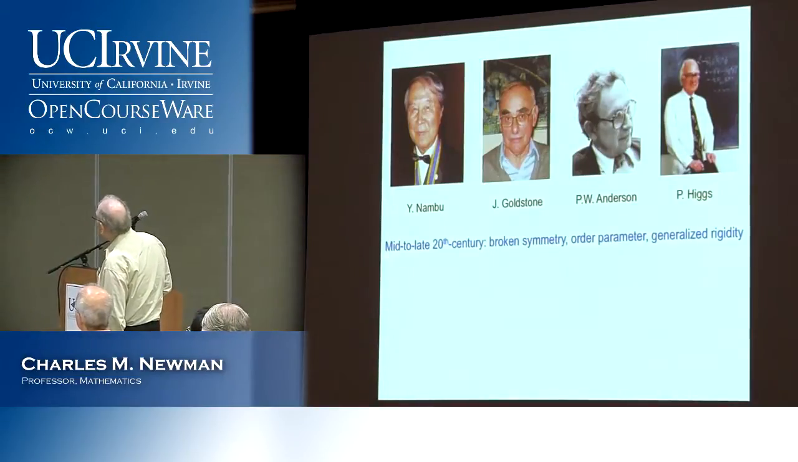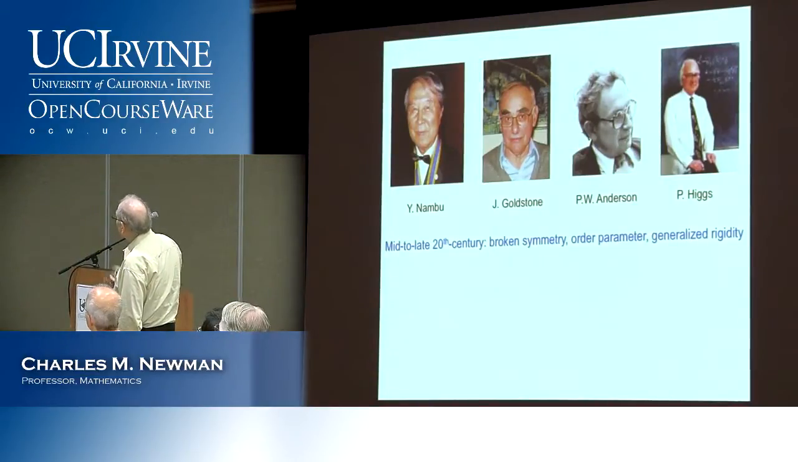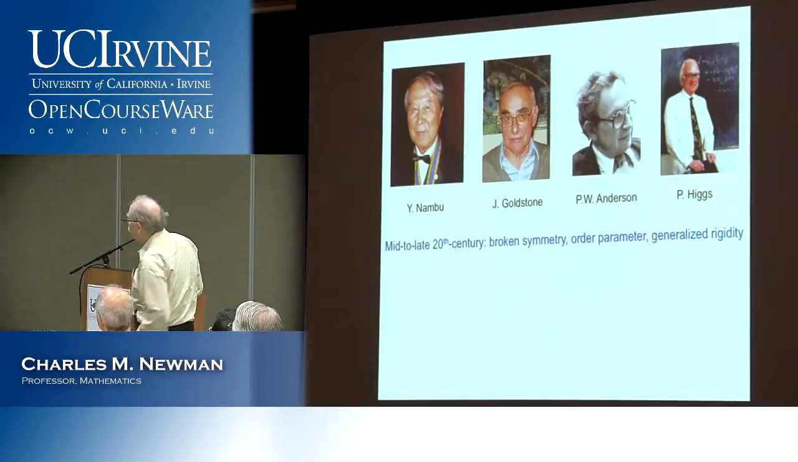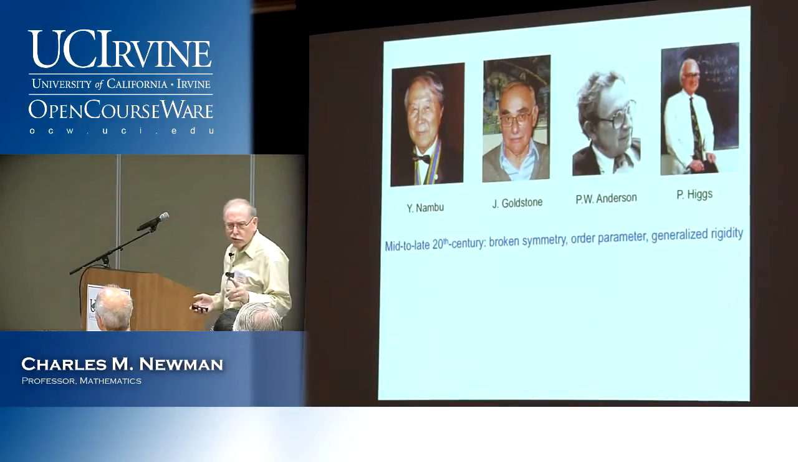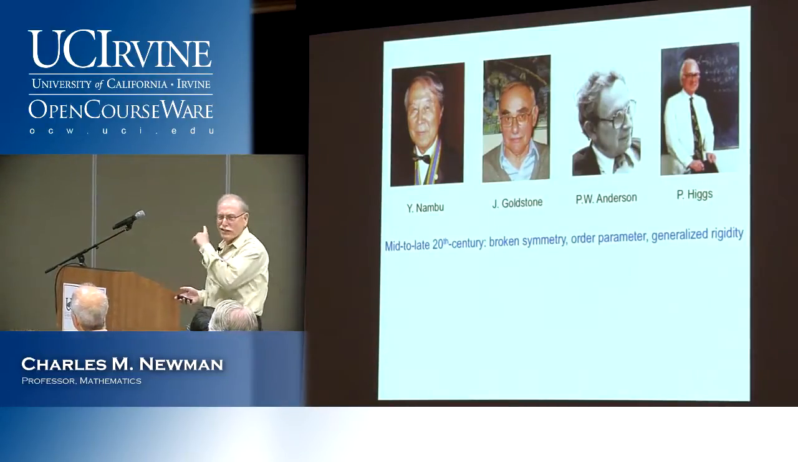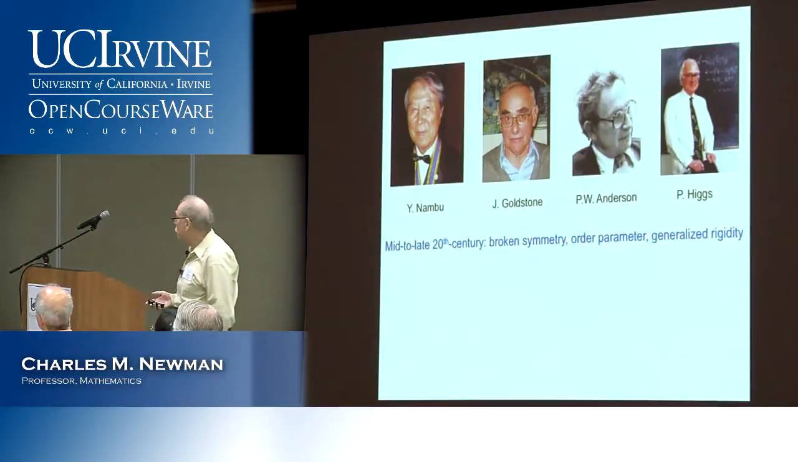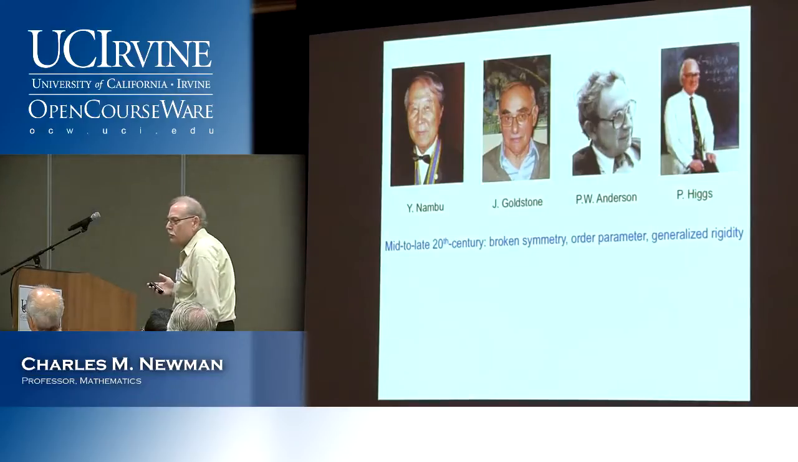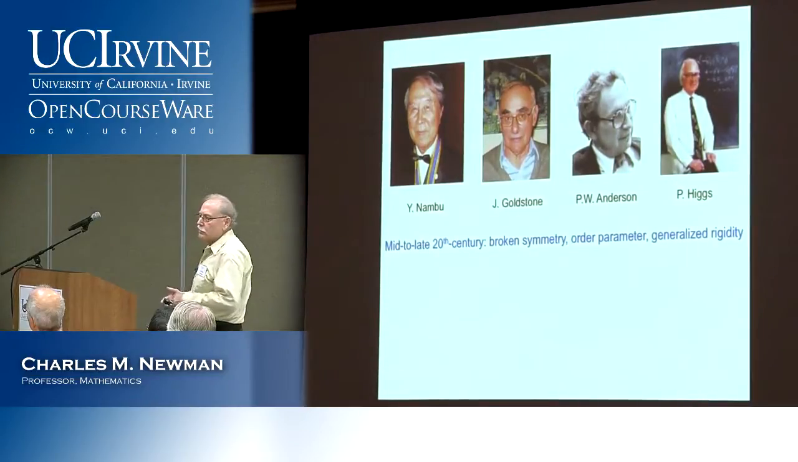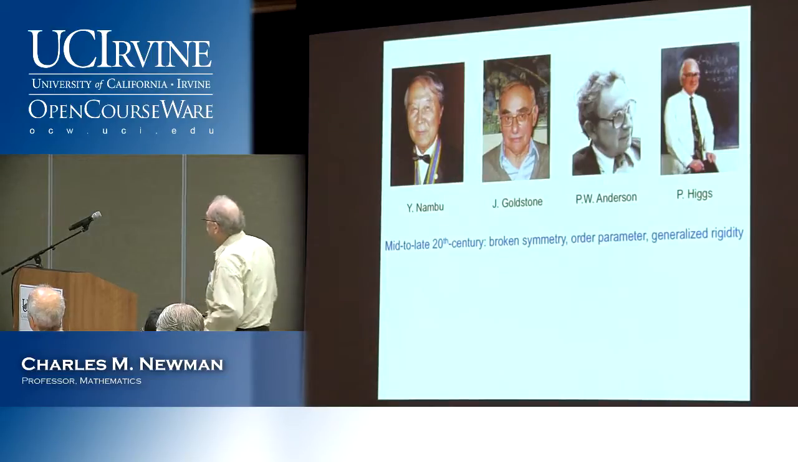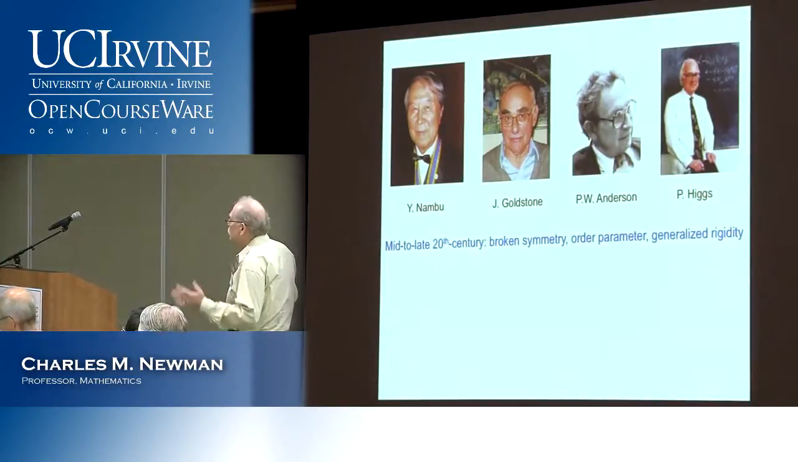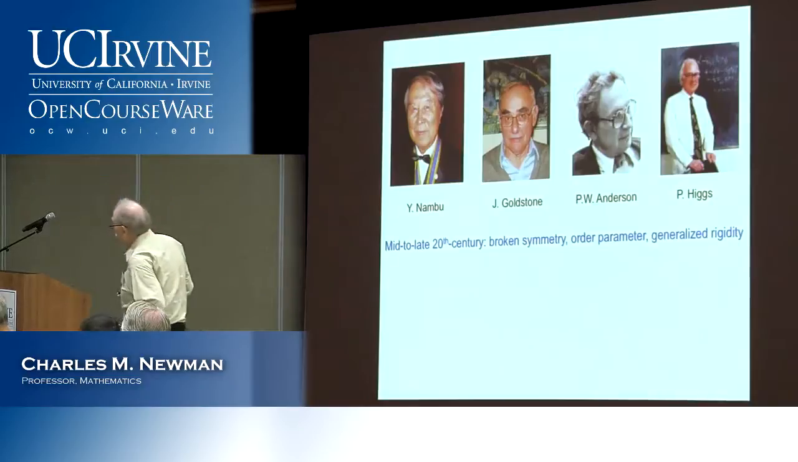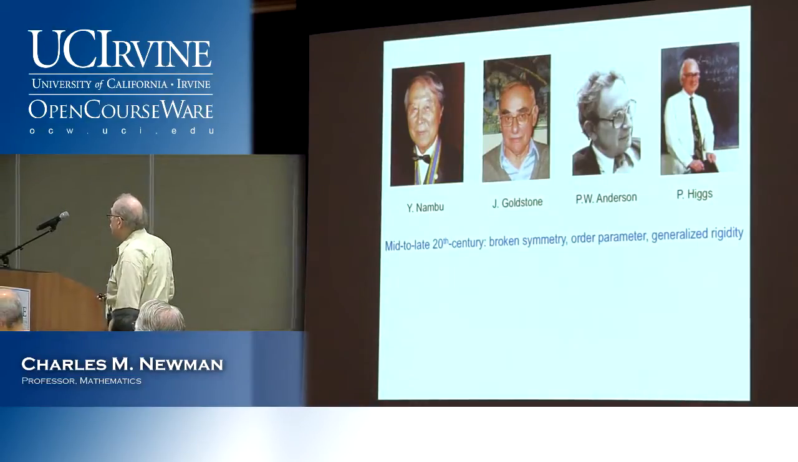So two of them are Nobel Prize winners, I think, Nambu and Anderson. Jeffrey Goldstone. So there is a Goldstone Street in Irvine, which I am guessing is named after him, although I didn't have time to check. The name Higgs you may have heard in the last year because the Higgs boson was experimentally observed during the last 12 months at CERN, making international headlines.